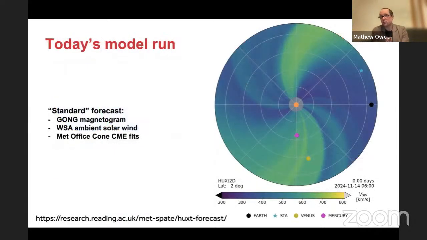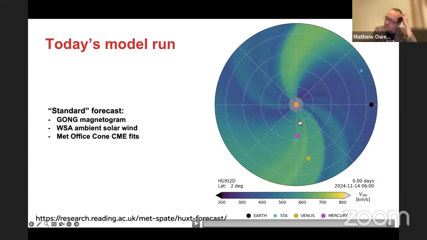So we use this for forecasting. If you go to this website here, assuming a cleaner has not turned off the box that it's running on, you'll get this forecast. This was 6 a.m. this morning, which is when I wrote this talk. This is the standard forecast, if you like. We take GONG magnetograms, that's the particular observatory that we use for the photosphere. The UK Met Office runs the Wang-Sheeley-Arge ambient solar wind model, for those of you that are interested in this sort of stuff.